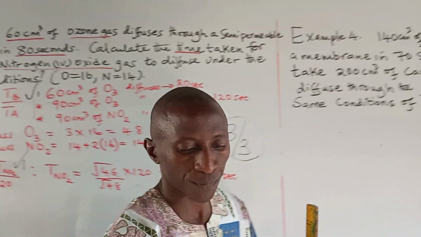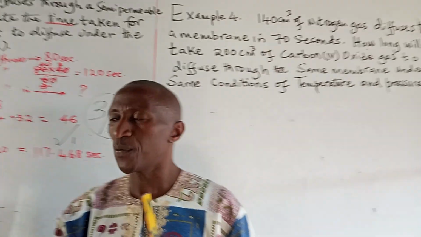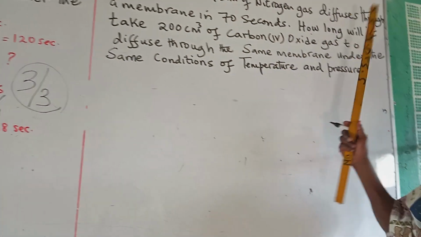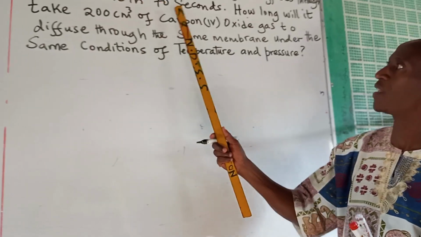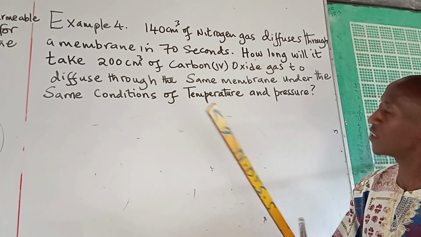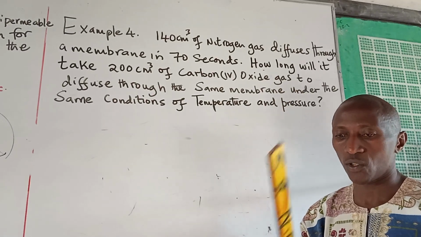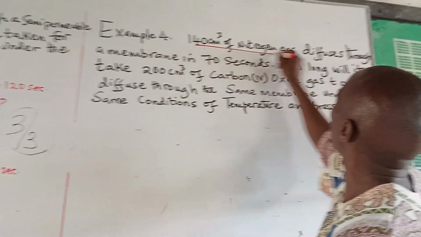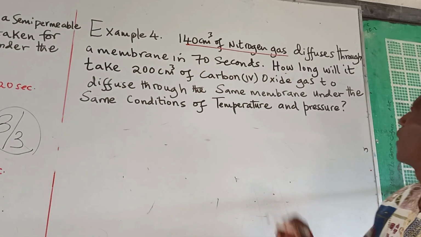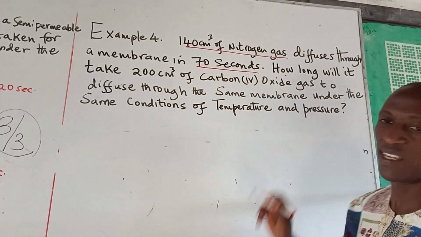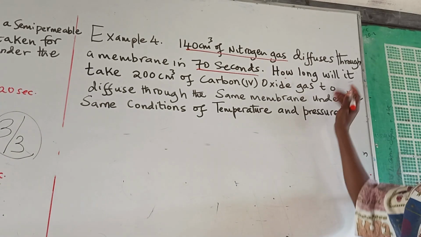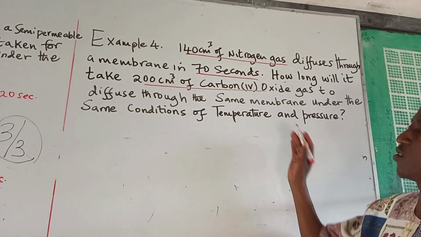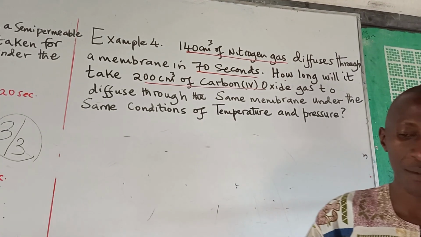Let's look at example number 4. In our example number 4, we have 140 centimeter cube of nitrogen gas, which is diffusing through a membrane in 70 seconds. So here we have 140 of nitrogen gas diffusing in 70 seconds. How long will it take 200 of carbon dioxide to diffuse through at the same rate?